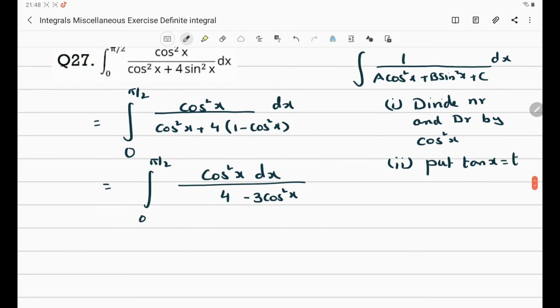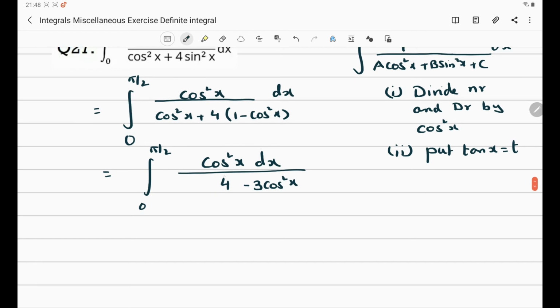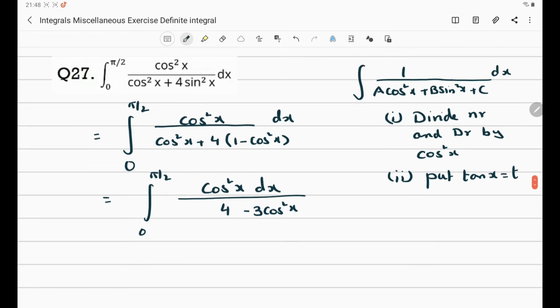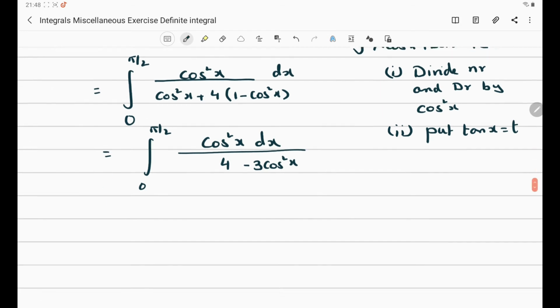And here if we observe, we have cos square x term in the numerator. So, in this integrand either a or b, any one of them can also be 0, but not both of them. So, here we have in the numerator cos square x and in the denominator we have 4 minus 3 cos square x. Had it been 1 in the numerator, we can evaluate this method. So, let us try to write numerator in terms of denominator.